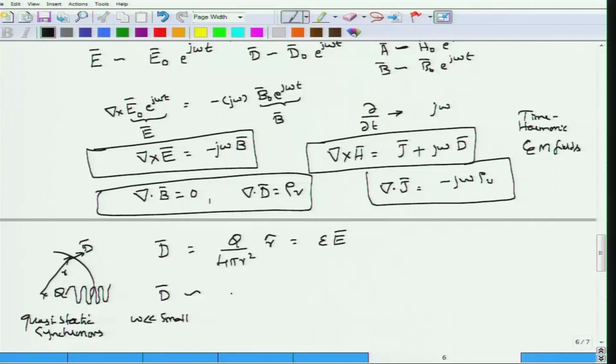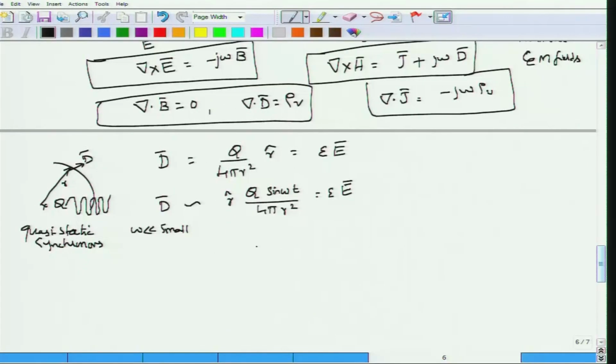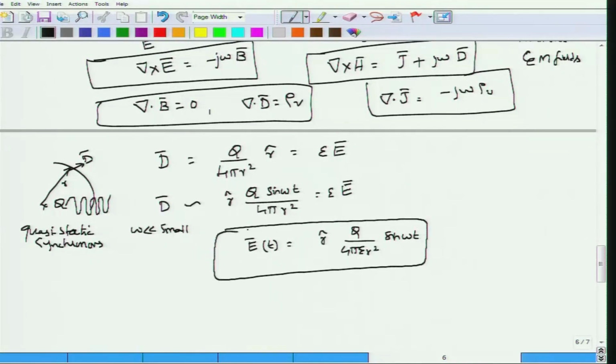So, you might expect that D would also be equal to q sin omega t divided by 4 pi r square. This would be equal to epsilon E. So, clearly E for the time varying case will be equal to r hat q by 4 pi epsilon r square sin omega t. Now, the question is whether such an electric field will be the solution of Maxwell's equation. We will try to find this out.